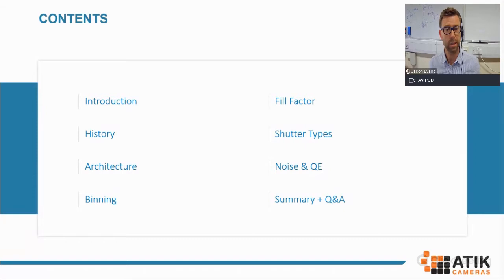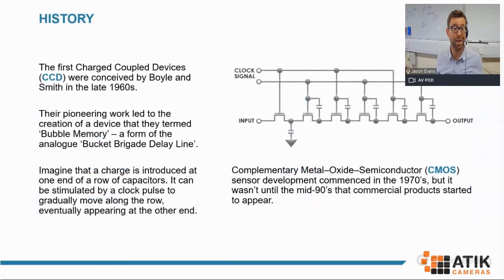So with that in mind, let's move straight on. From a historical perspective, the initial developments came out of Bell Laboratories. So Boyle and Smith, in this instance, in the late 60s, were looking for methods of transferring charge along capacitive devices. It's all well and good being able to turn photons into a charge, but then what do you actually do with it? How do you do something useful? And in this case, obviously create an image.